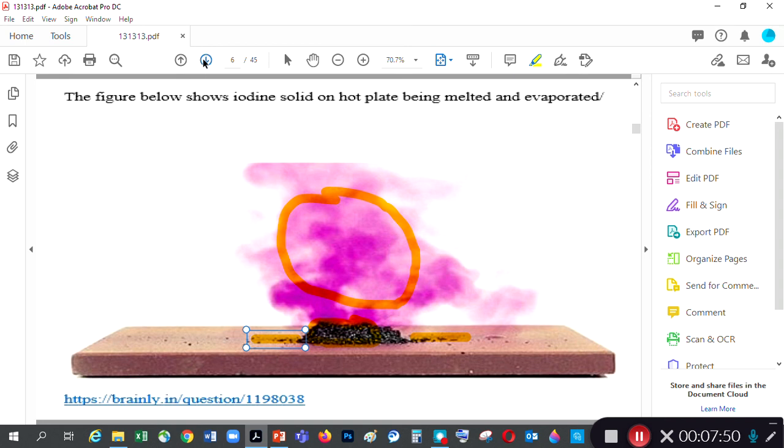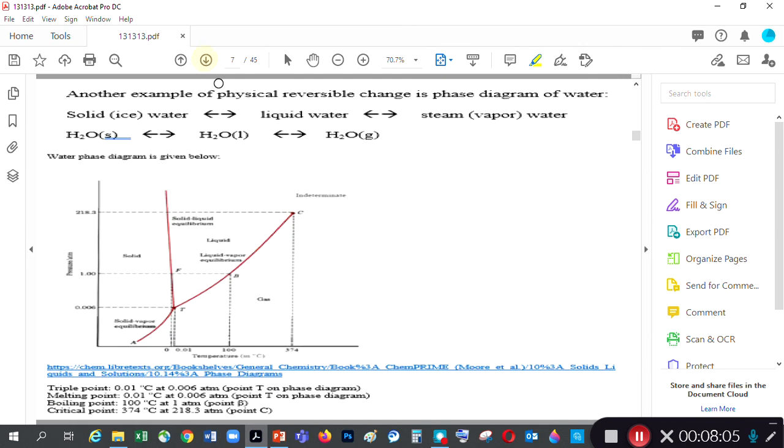Just an example of the physical change can be considered as equilibrium. Not chemical equilibrium per se. We can say it is a physical equilibrium because we don't change the composition of the reactants chemically.